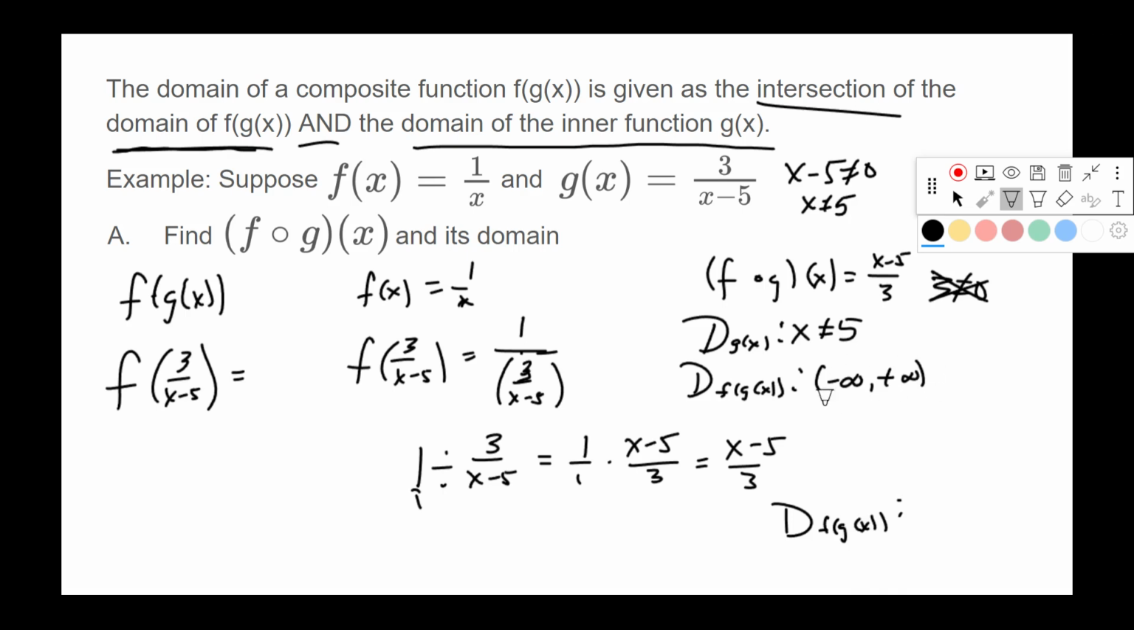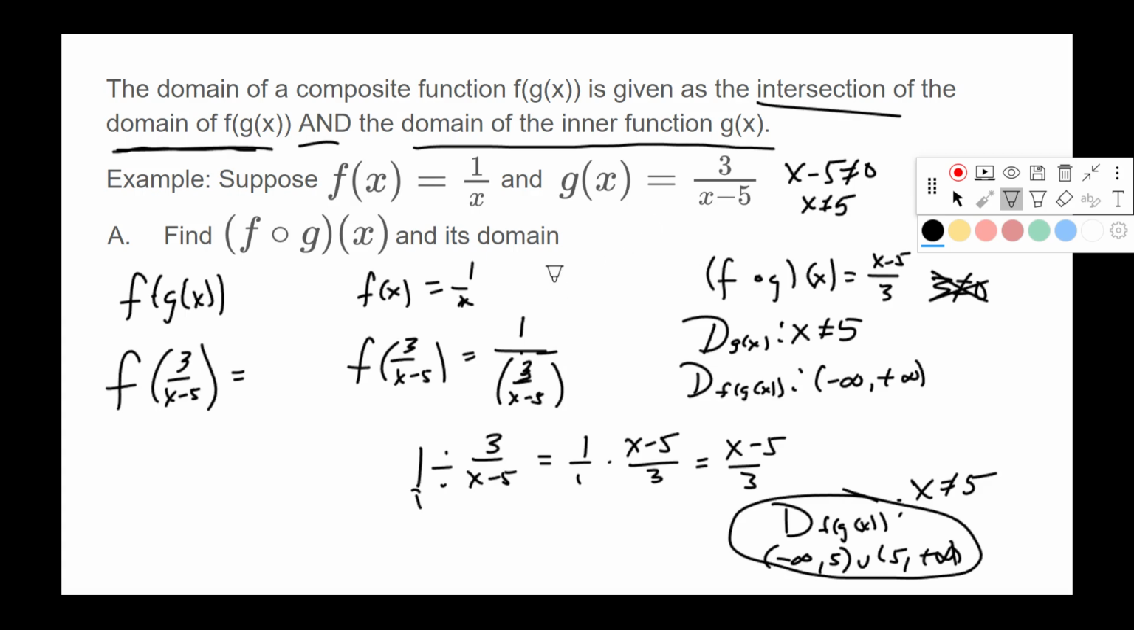Negative infinity to infinity for f of g, but x can't be 5 for g, meaning that if you made x 5 and tried to plug it in, you never would get to step 2. So the domain of f of g means x can't be 5. So we write negative infinity to 5 in the union with 5 to infinity. And that's the correct domain.